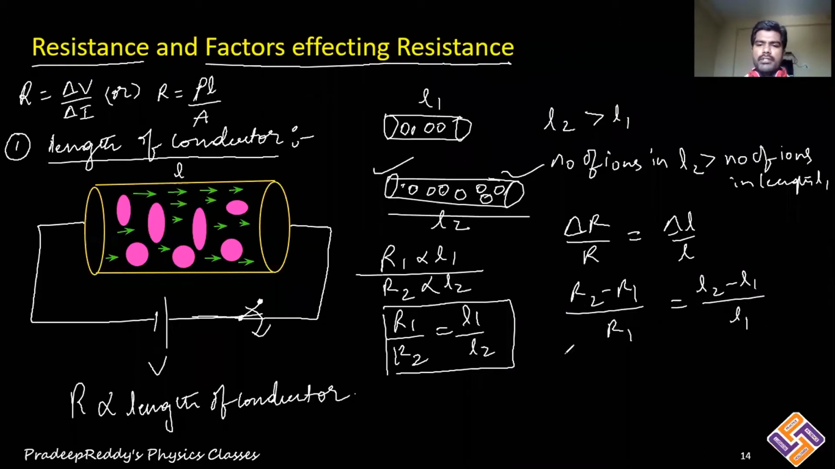Suppose in the question it is mentioned that there is some percentage change in the length of the conductor. Length of the conductor is increased by 2%. What is the percentage change in the resistance? In such cases, you can use this relation directly and you can find out the percentage increase or percentage decrease in the resistance corresponding to length of the conductor. Okay, this is factor number 1.